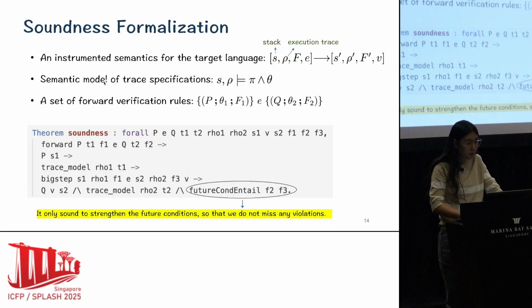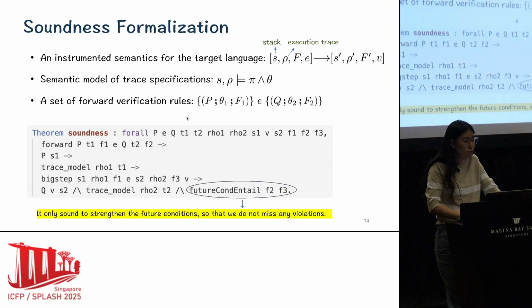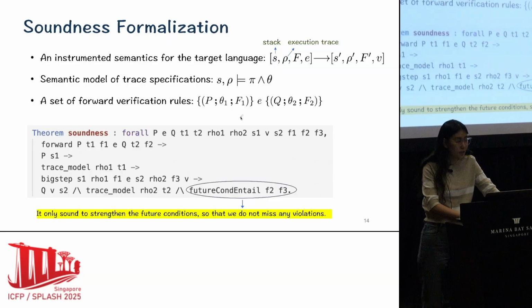We also define a semantic model for the trace specifications, as in what does it mean by saying that a concrete stack and a concrete execution trace satisfy a given assertion with respect to the traces. And also we have a set of forward verification rules, which is the main contribution of this work, which manipulate the future conditions and capture the violations along the way.